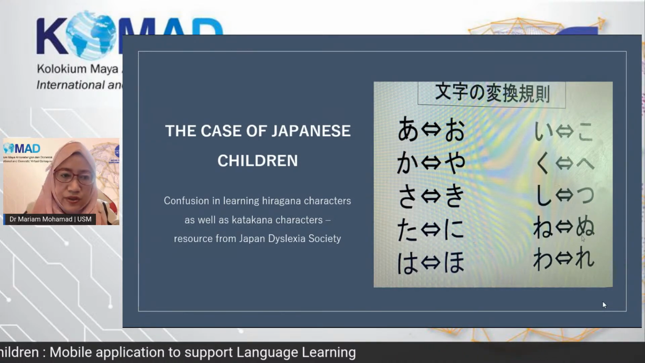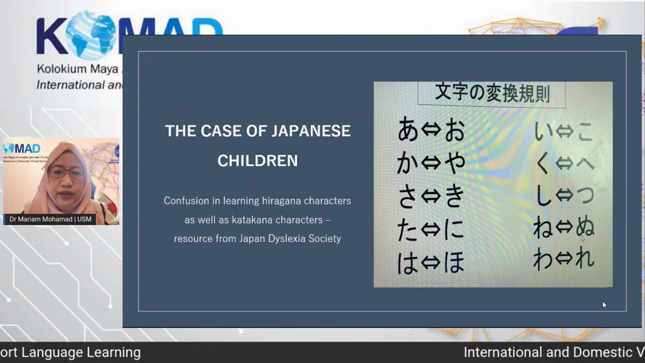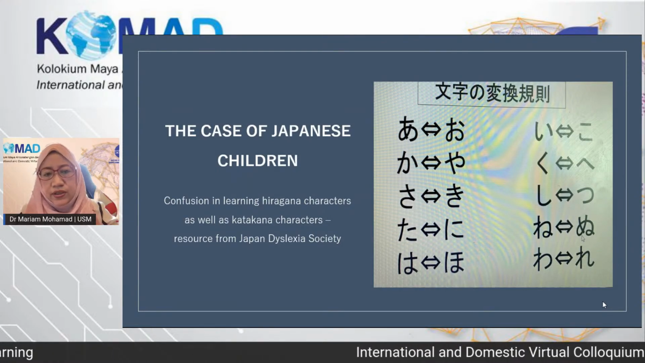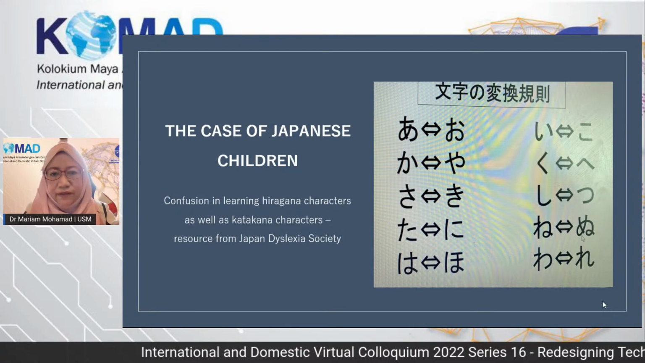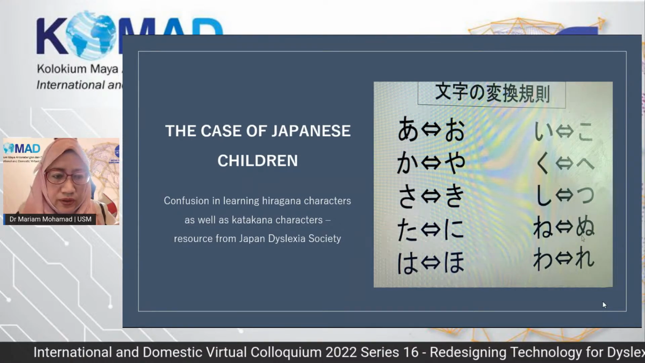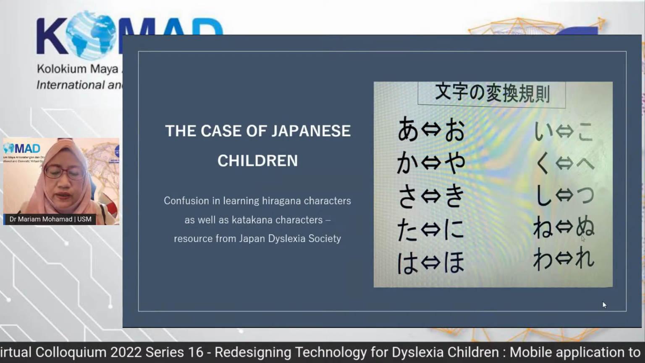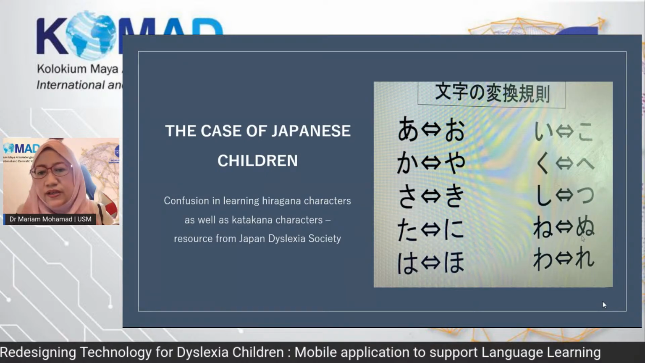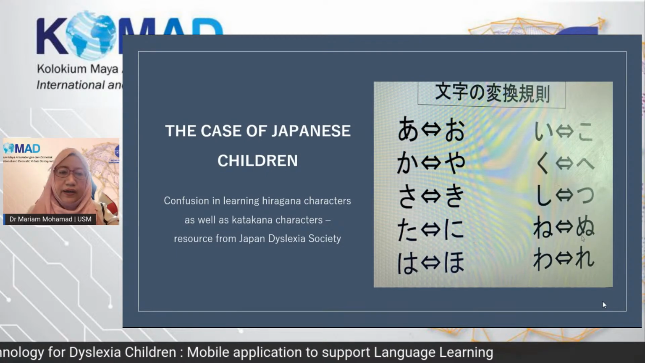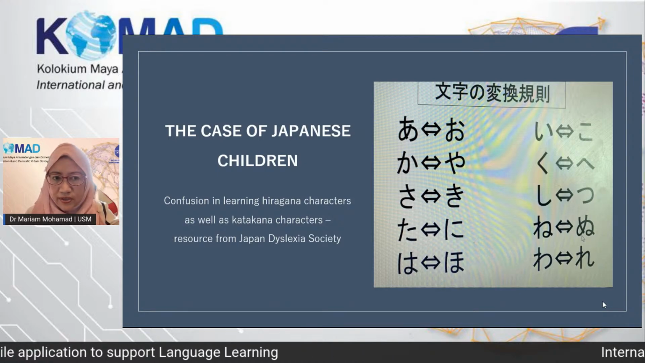For example, if you look from the left side, the hiragana "a" and "o" are confused. If you see them at a glance, maybe they look similar but are actually different. For them, this is one of the problems for Japanese children. And then the letters "ka" and "ya", the characters "sa" and "ki" and so on. I got this resource from the Japan Dyslexia Association in Japan.